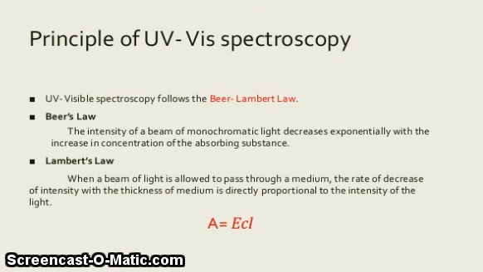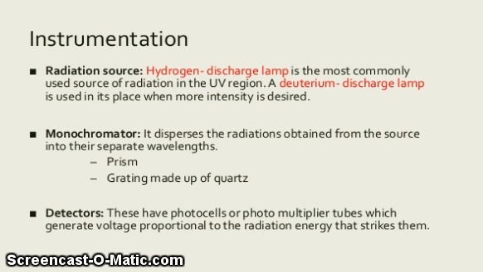The principle of UV visible spectroscopy: UV visible follows the Beer-Lambert law. Beer's law: the intensity of a beam of monochromatic light decreases exponentially with the increase in concentration of the absorbing substance. So Lambert's law: when a beam of light is allowed to pass through a medium, the rate of decrease of intensity with the thickness of the medium is directly proportional to the intensity of light. So A is equal to epsilon c l.